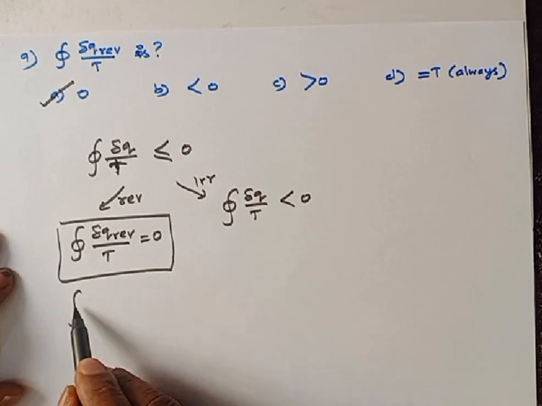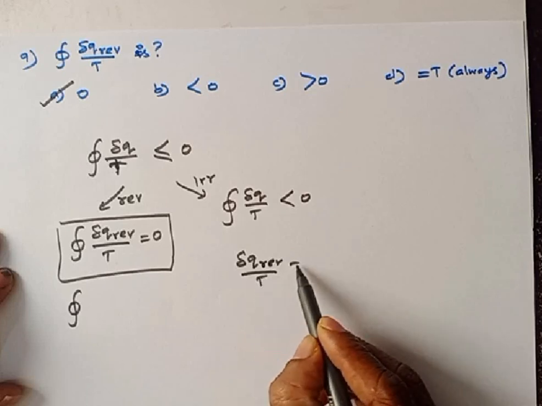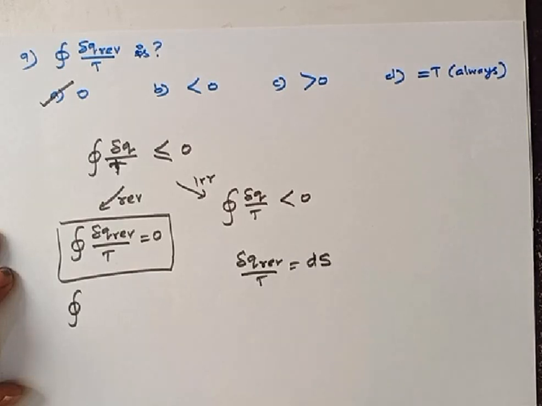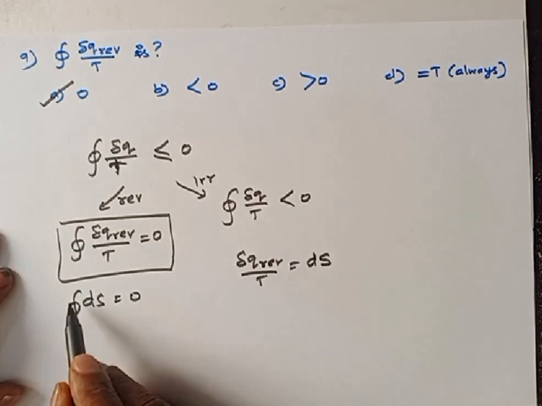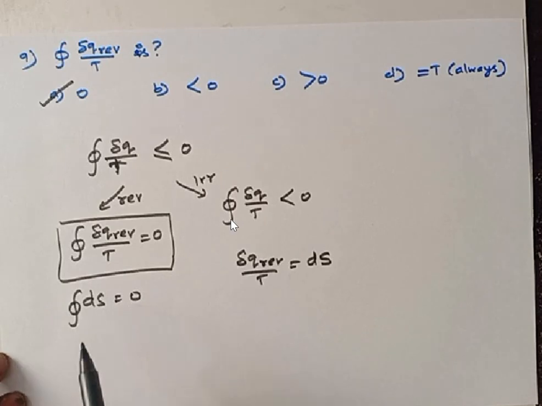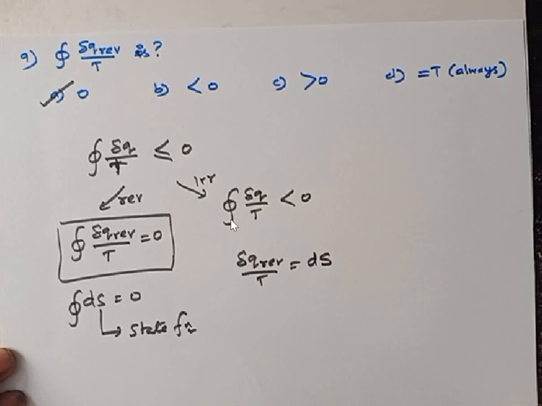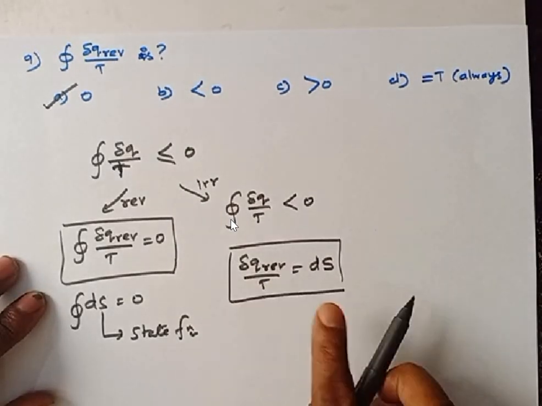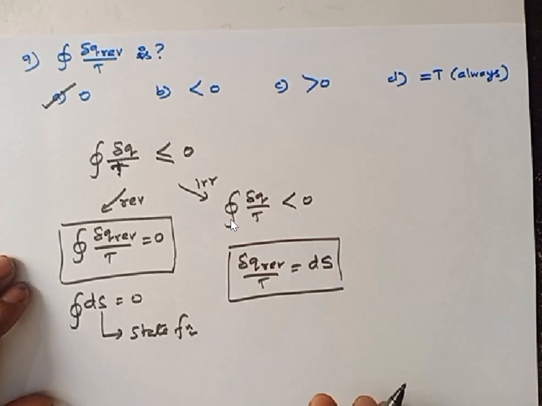Listen, one more piece of information. I am going to write this del Q reversible by T as the differential of some function, say entropy. I will replace this by dS equal to 0. Now, cyclic integral of the differential of any state function is 0. So entropy is a state function. Keep this in mind. Okay, and this is the expression for change in entropy for reversible process. Take note.